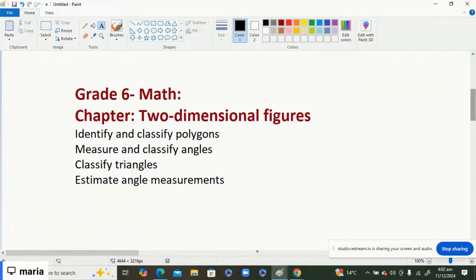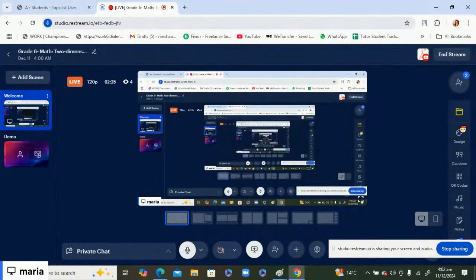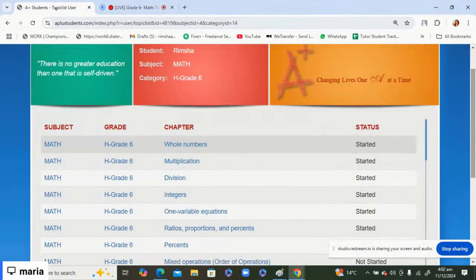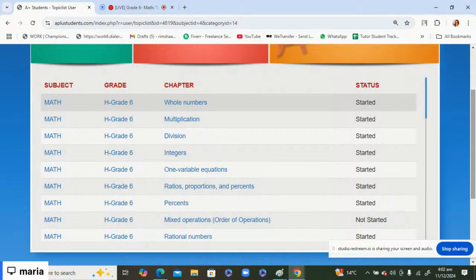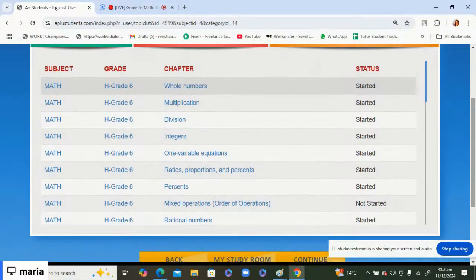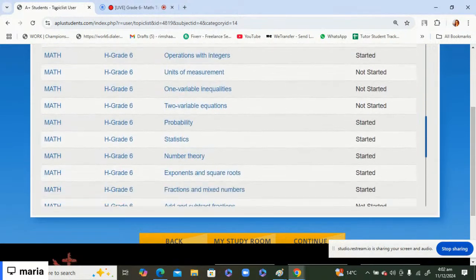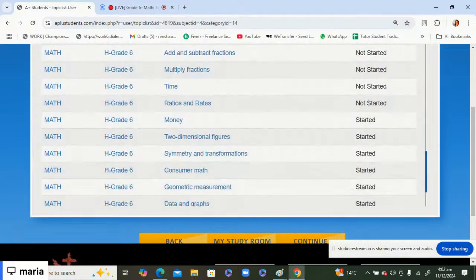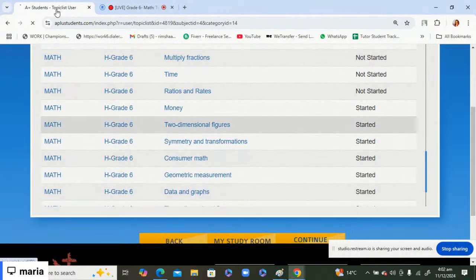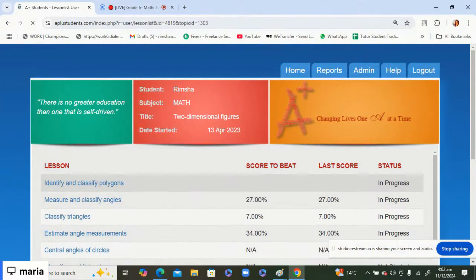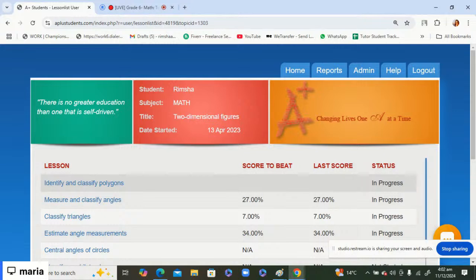Let's go to the A Plus website. Go to the subject tab, select math from there. Go to the grade 6 lesson. There is the list of the chapters. The chapter which we discuss is two-dimensional figures. So here we start with identify and classify the polygons.